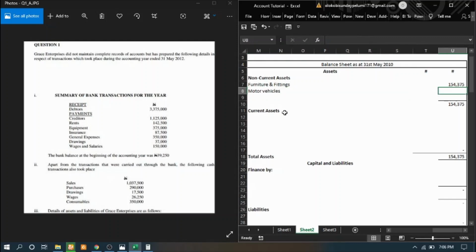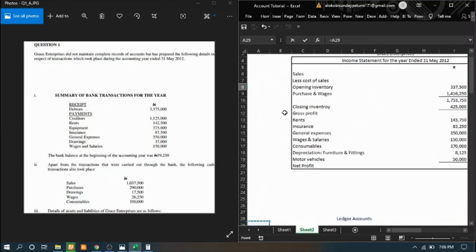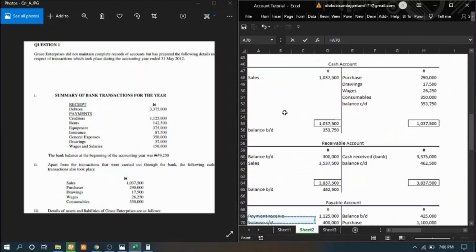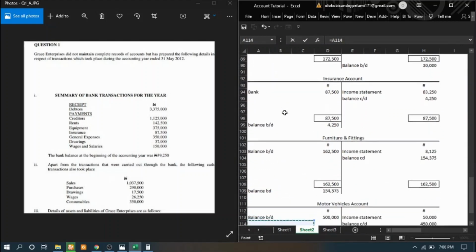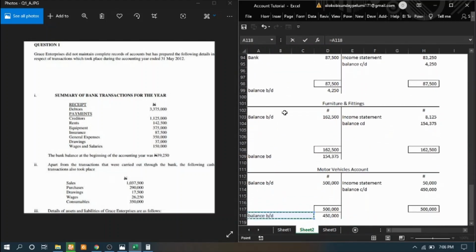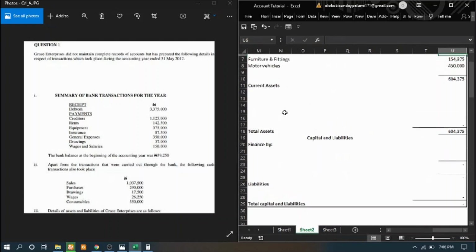So what is the closing balance of motor vehicle during the period? I don't need to type since I have it earlier. So I'll just go to the account and take the closing balance. That is in NBV. So NBV is 450 as given to us.